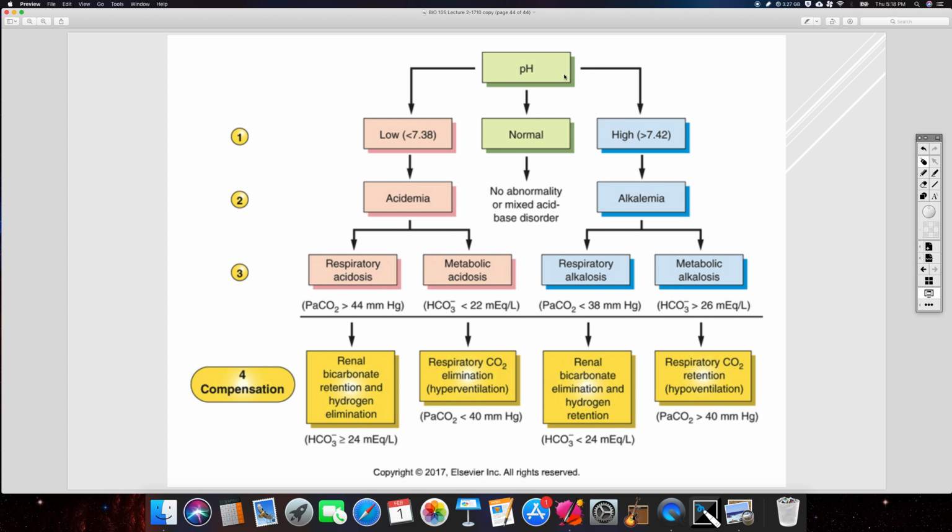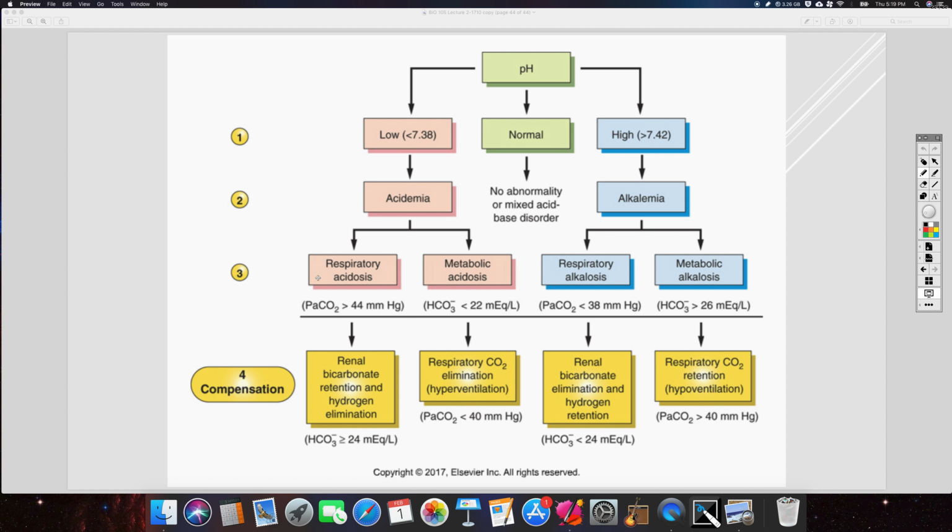So this is a flow chart showing all the things we talked about. Acidemia just refers to acids in the blood. It doesn't say anything about whether or not there's acidosis, it's just saying that there are acids in the blood. Same thing with alkalemia. Once you get to acidosis, that's when you drop below 7.35. And same thing with alkalosis, that's when you get above 7.45. Now, I do want to point this out.